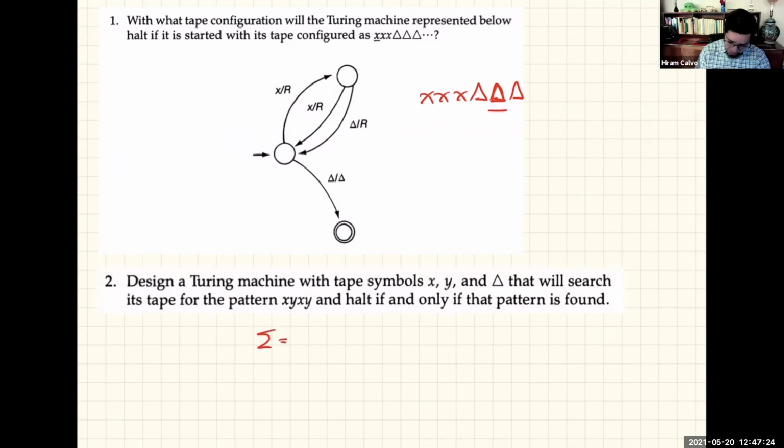Our alphabet is X and Y, and gamma will be X, Y, and the blank symbol. And whenever it starts, whenever it finds the pattern X, Y, X, Y, halt. If not, then do not halt.